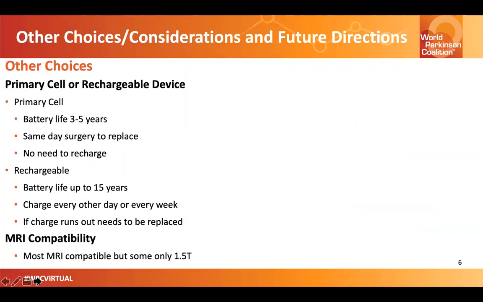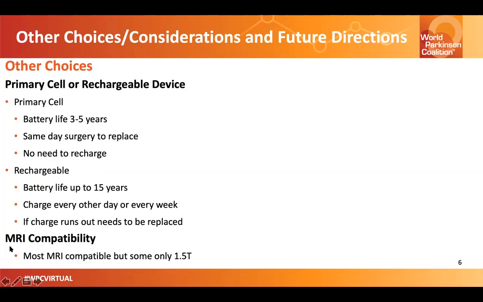Now, there's some other choices to make about the DBS system you use, and that is whether the person wants a primary cell or a rechargeable device. Primary cell devices, batteries last 3 to 5 years and require a surgery to replace them, but this is a same-day surgery and very minor, and there's no need to recharge the device. Rechargeable systems have a battery life up to 15 years. The person needs to remember to charge the system every other day or every week, because if the charge runs out, the battery will need to be replaced surgically.